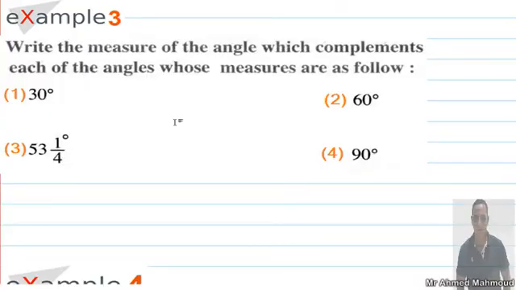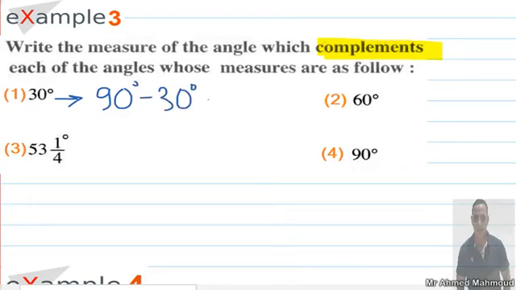In this example, write the measure of the angle which is complement to each of the following angles. Okay, the first one here, I need to write the complement to angle 30. As we studied before in the rule, the sum of the two complementary angles equals 90. Then the complement equals 90 minus 30, which is equal to 60 degrees.